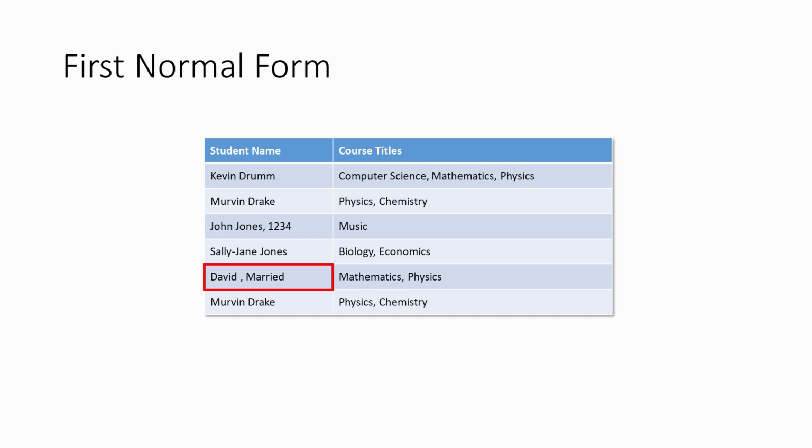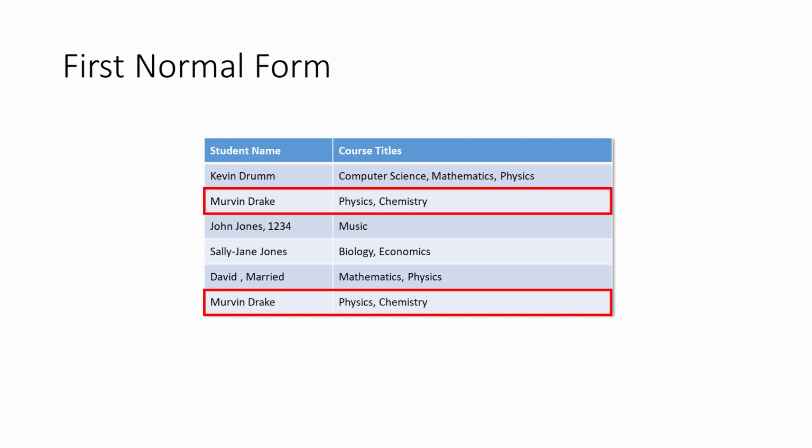And there's another violation of first normal form here. Notice that Mervyn Drake appears twice. There are two identical records here. To be in first normal form, each record in a table must be unique in some way. If the second entry for Mervyn Drake had a slightly different combination of courses, this wouldn't be a violation of the rule. But what if there were indeed two people called Mervyn Drake studying exactly the same courses?